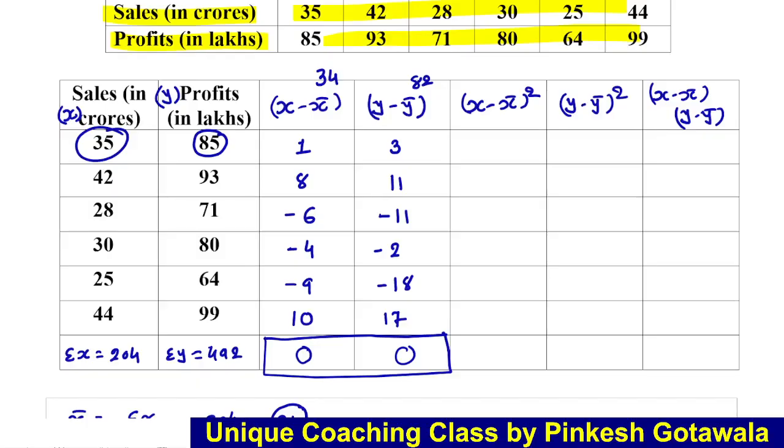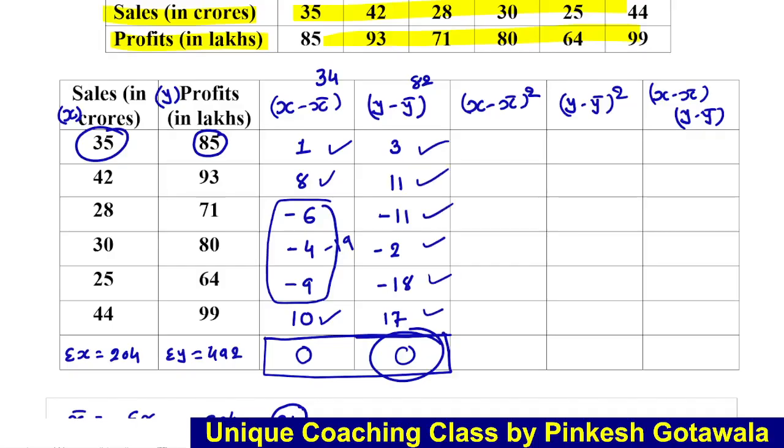Clear? You can check: 1 plus, first these minus numbers, minus 6, minus 4, minus 10, minus 19, and the plus numbers 10, 8 and 1, plus 19, plus 19, minus 19, you can see that the answer would be 0. So you must check that the total of x minus x bar and y minus y bar must be 0. Here you can also check this: 3 plus 11 minus 11, minus 2, minus 18, plus 17, it would be 0.